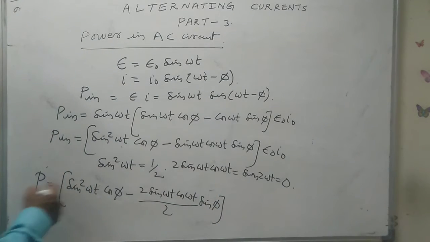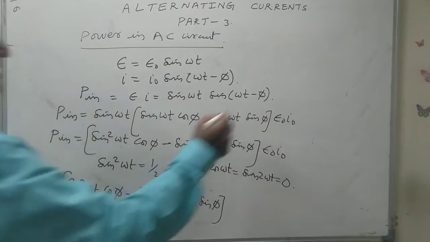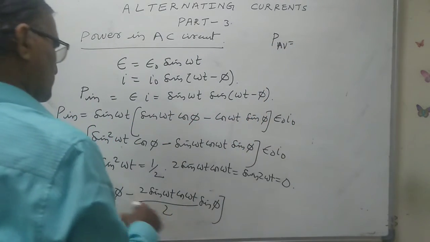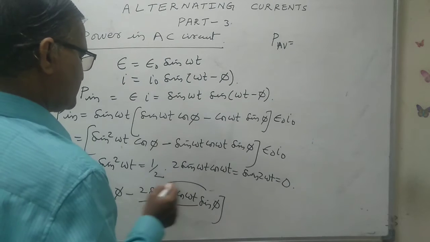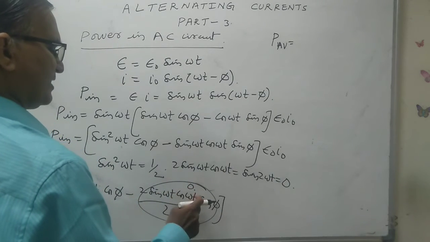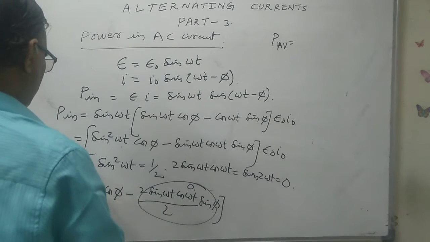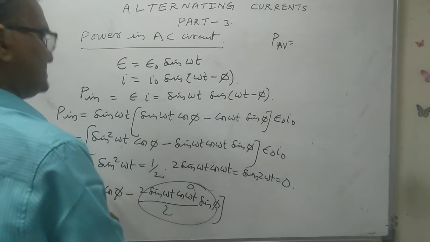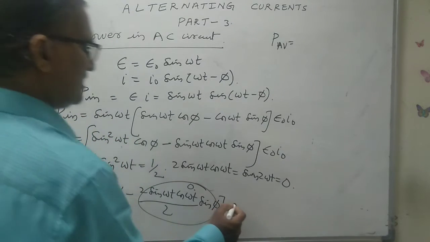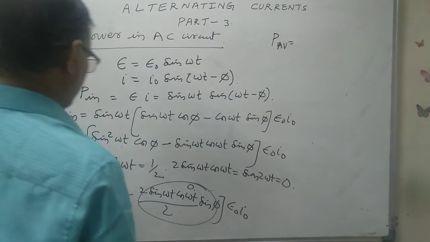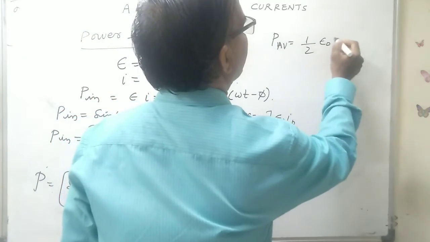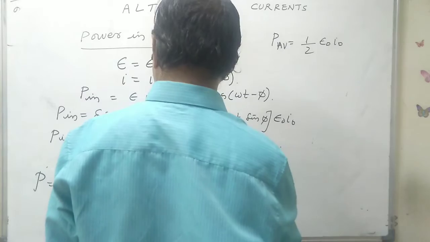Now if you simplify this, then the average power will be written here. Since this value becomes 0, sin 2 omega t, that is 2 sin omega t cos omega t, is 0. The average of sin square omega t is half. So here we have E naught into I naught, and we can write the average power as half into E naught into I naught into cos phi.